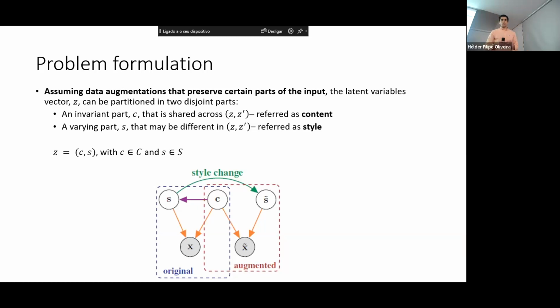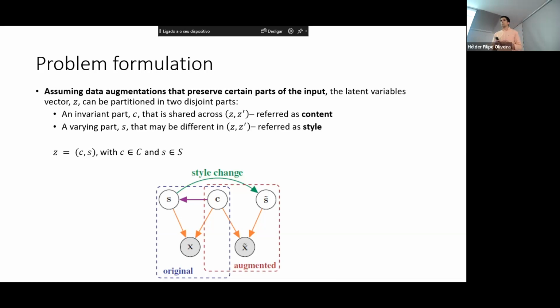So what we assume here is that we have data augmentations that will preserve certain parts of our inputs. With this assumption, we can then state that the latent variable vector can be partitioned into two disjoint parts. We assume that we will have an invariant part, which is the dimensions of the latent variable vector that remain constant despite the data augmentation, and it is shared between the two views, which we refer to as content. And we also have a variant part that will be different among the two different augmentations, which we refer to as style.